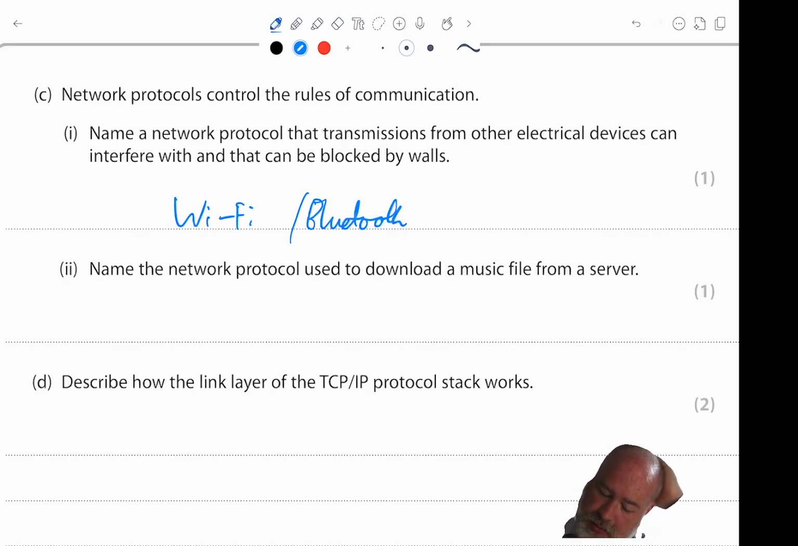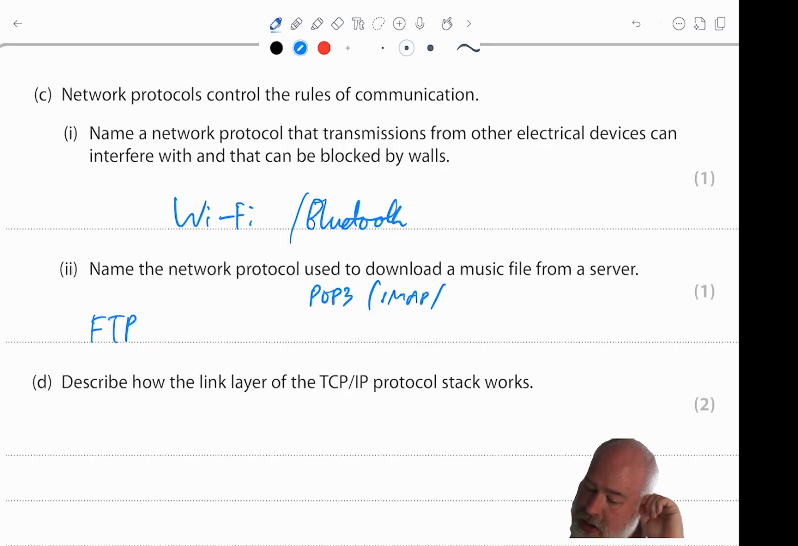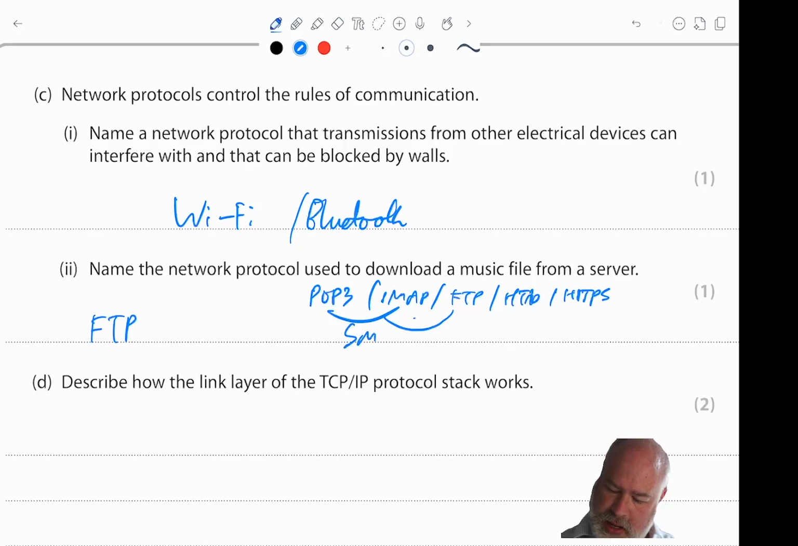Name the network protocol. Okay, protocols are a bit more obscure, but the FTP, file transfer protocol, I think it's port 21. That's still used, even though it's pretty out of date. Other protocols worth remembering are POP3, IMAP, where you have emails stored in a server, obviously FTP, and you've got things like HTTP, HTTPS, SMTP, sorry, SMTP for outgoing email. Worth remembering those protocols just in case they come up.